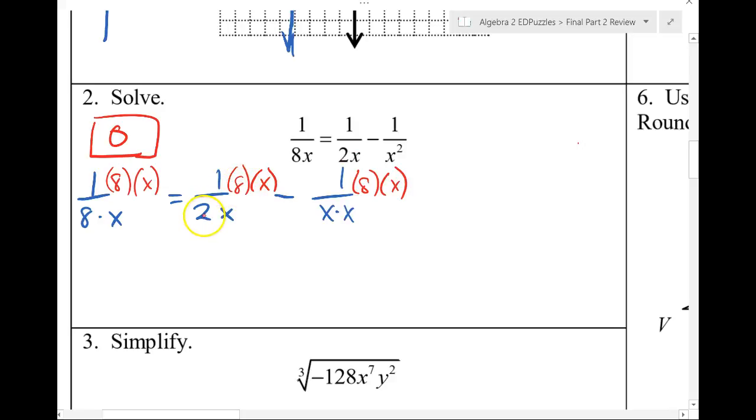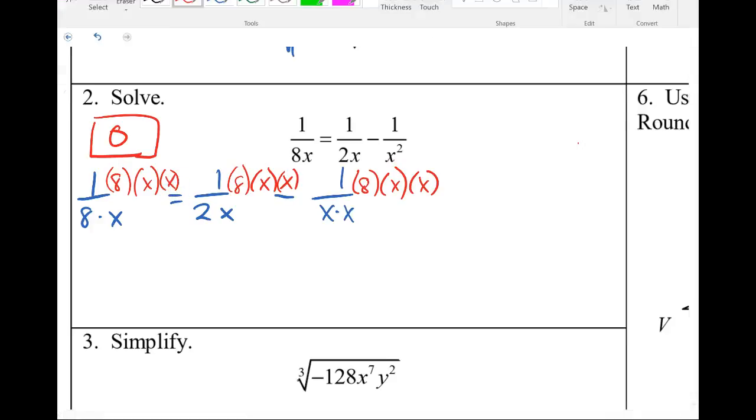Will 8 cancel out the 2? Yes, it will. Will the x cancel out this x? Yes. Will 8 cancel out anything here? No. Will the x cancel out everything here? No. It only cancels out 1, so I need to multiply 1 more x. And again, I have to do that everywhere.